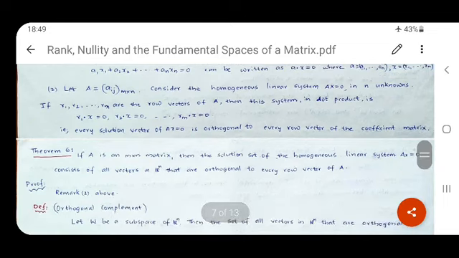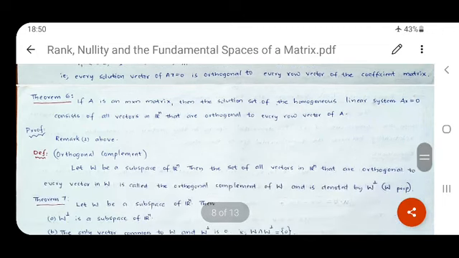The sixth theorem is: if A is an m-by-n matrix, then the solution set of the homogeneous linear system Ax equal to 0 consists of all vectors in Rn that are orthogonal to every row vector of A. And the proof is nothing but the second remark given above. Another definition is orthogonal complement. Let W be a subspace of Rn.